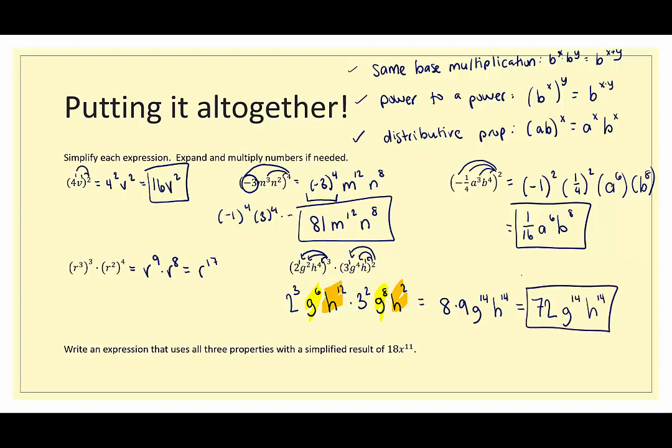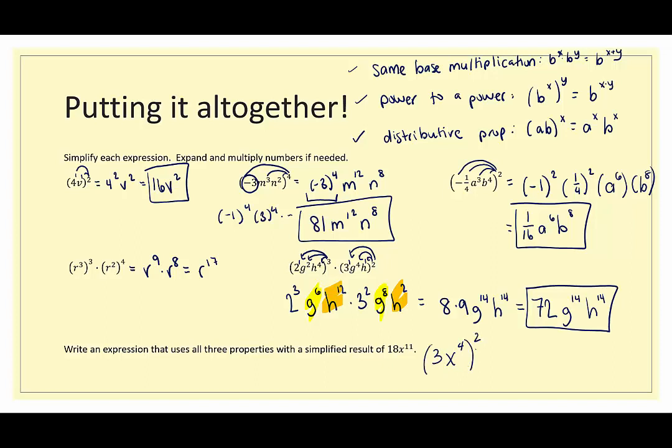For our challenge, we want to write one expression, just one expression, using all 3 properties. And the simplified result is 18x to the 11th. Did you come up with anything? Here's just one of the infinitely many possibilities. What if we did 3x to the 4th squared?